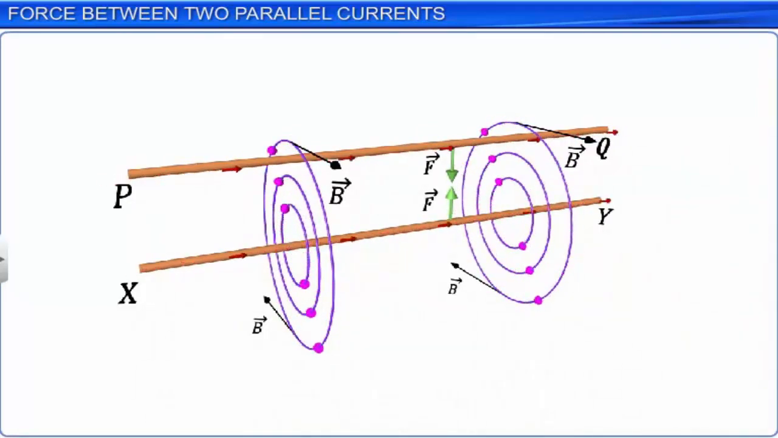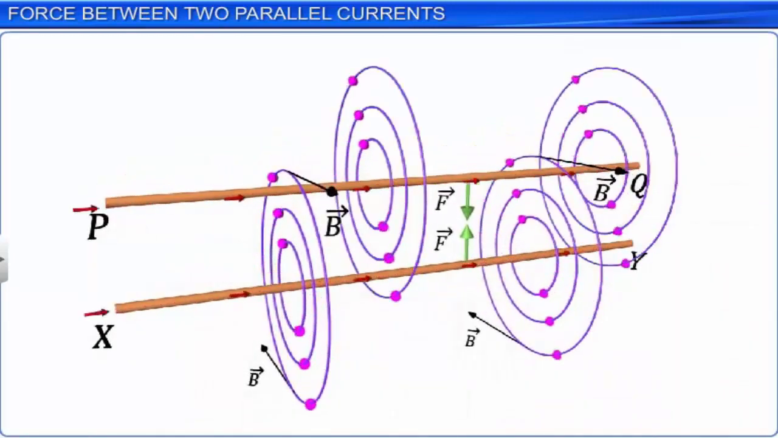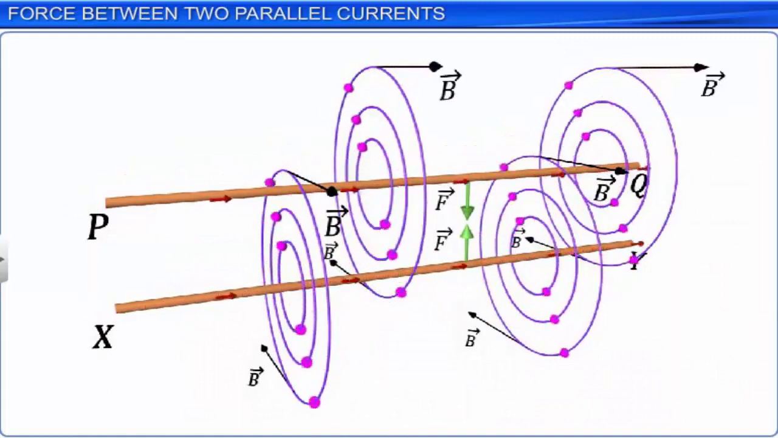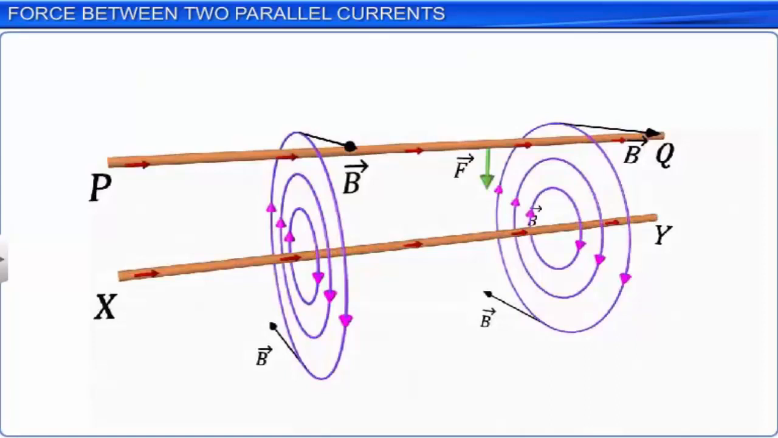This implies that there will also be a force on XY due to PQ in accordance with Newton's third law. From this, we can understand that two straight parallel current-carrying conductors placed close to each other exert force on each other, because they lie in the magnetic fields produced by one another. Now let us find the force of attraction between the conductors carrying currents in the same direction.